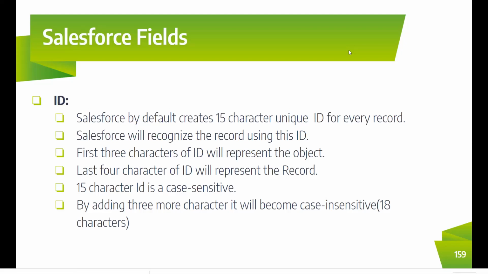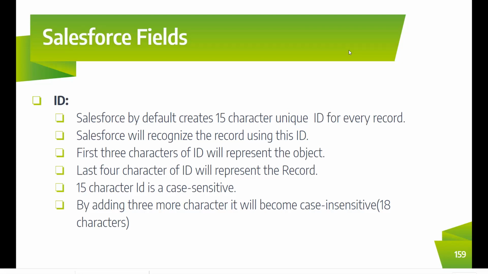The first 3 characters of the ID represent the object. For the account object, it will start with 001, and likewise, each and every object starts with its own number. For example, for another object it starts with 003. The last 4 characters of the ID represent the record. And totally, we are going to have a 15-character ID.